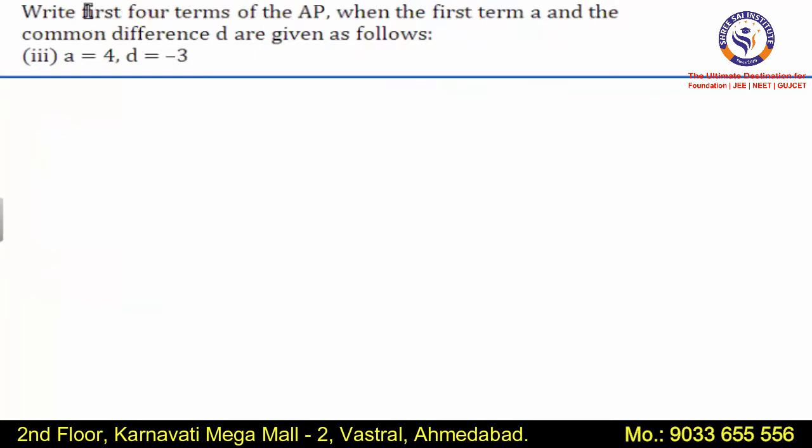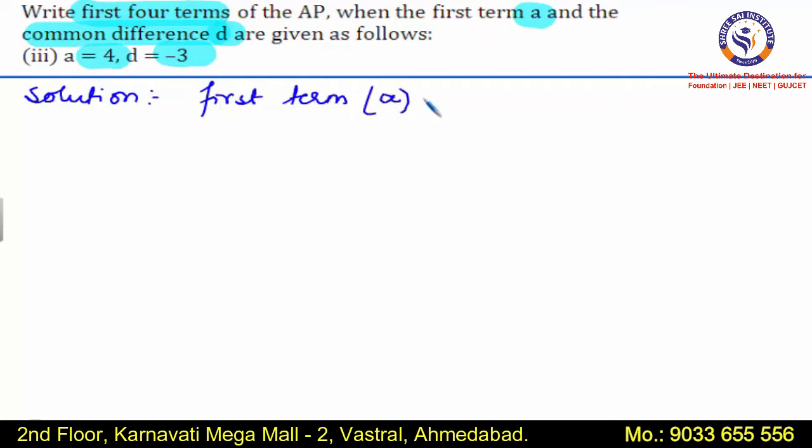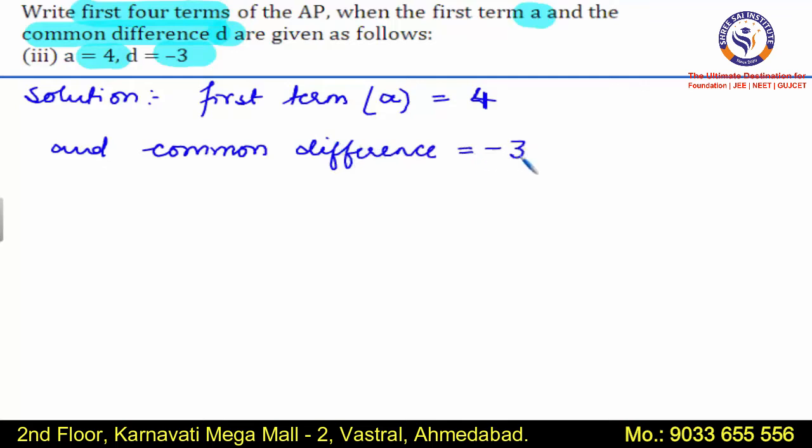In this question, we have to find the first four terms of the AP when the first term A is 4 and the common difference D is -3. Let's begin with the solution. Here we are already given the first term, 4. We have to find the next three terms, and also we are given the common difference. This is equal to -3.